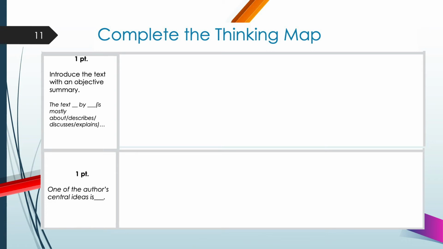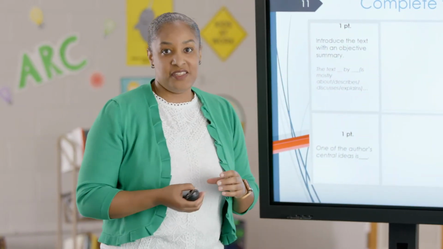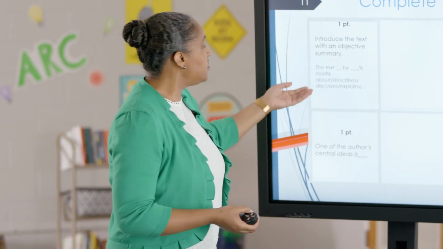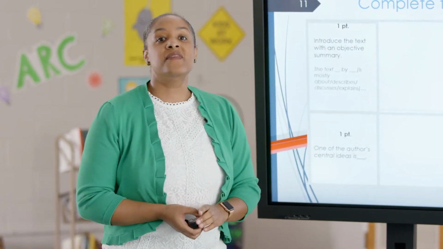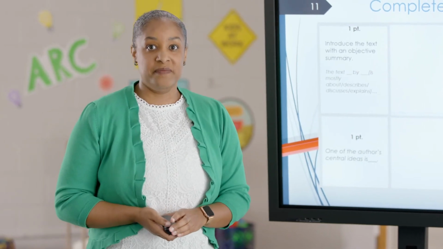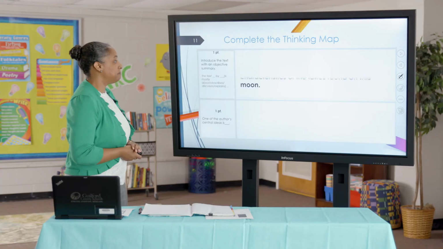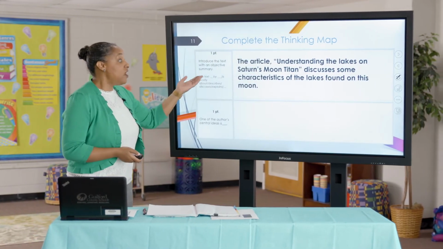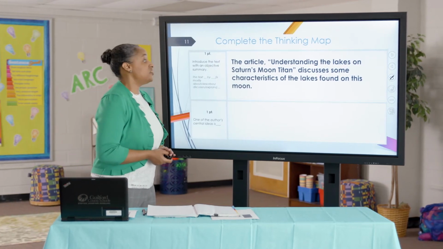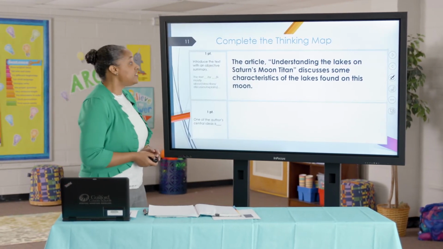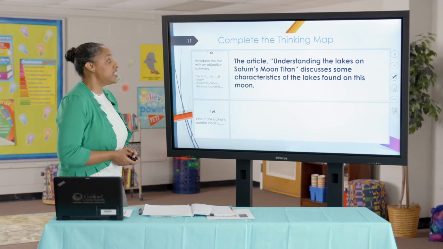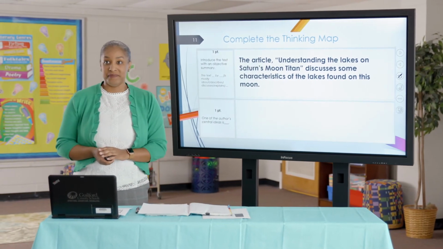Now let's take a look at our first section here. Now I have our sentence starter that says the text by is mostly about, describes, discusses, or explains. We don't have to do all of that to make our objective summary, but this is just to give you a roundabout idea of how to structure your summary. Here's what I included. The article, Understanding the Lakes on Saturn's Moon, Titan, discusses some characteristics of the lakes found on this moon.